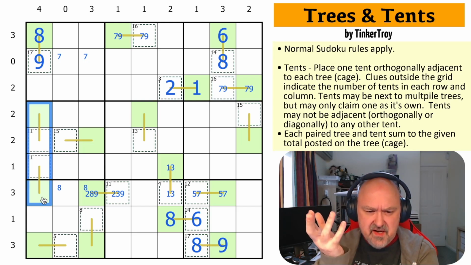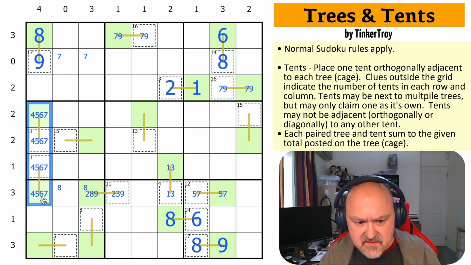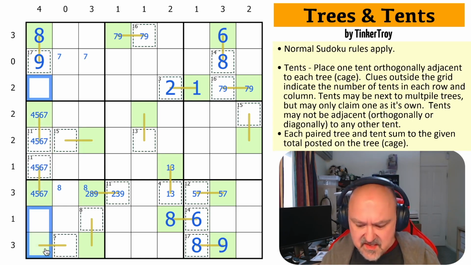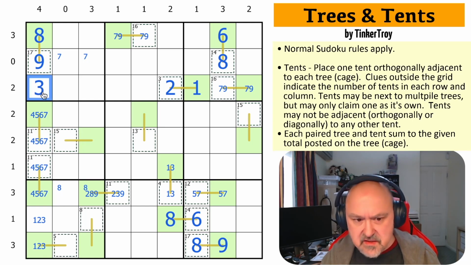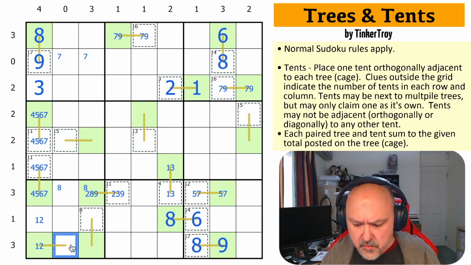I can't use 8, 3 in either of them. So there's 7, 4, and 5, 6. So these are 5, 6, 4, 5, 6, and 7. So these are 1, 2, and 3 only. And there's no 1 or 2 there. So that's a 3, and there's no 3 down here. This is a 1 and a 2. 1 would go with 4, 2 would go with 3. But that's a 1, 2 pair.